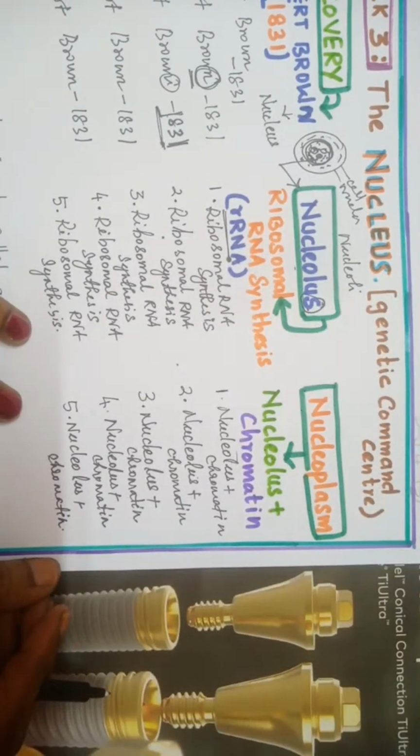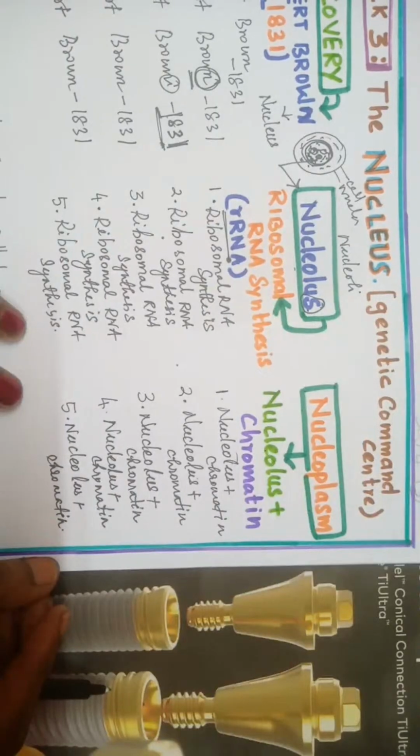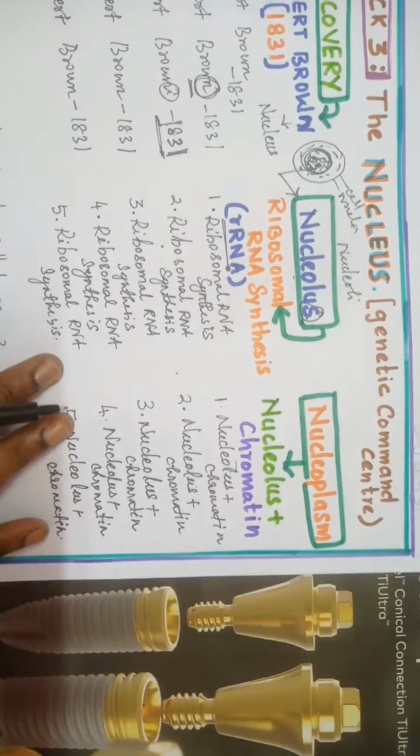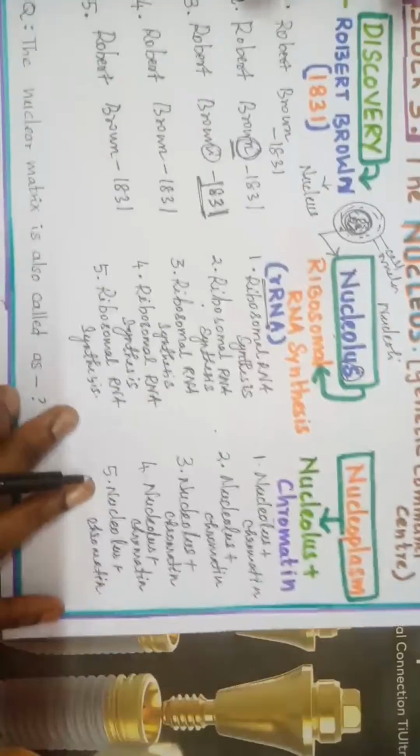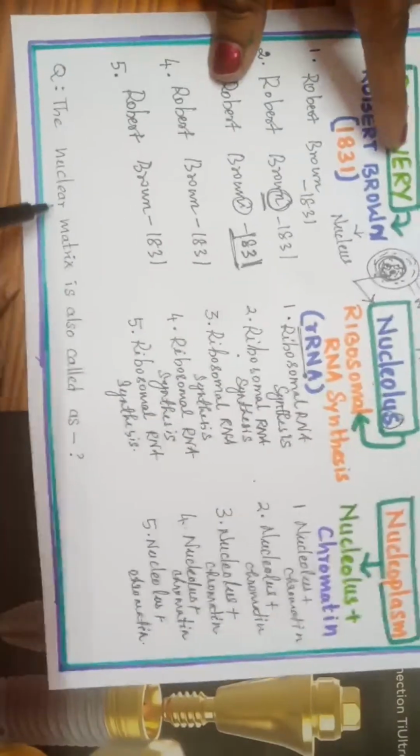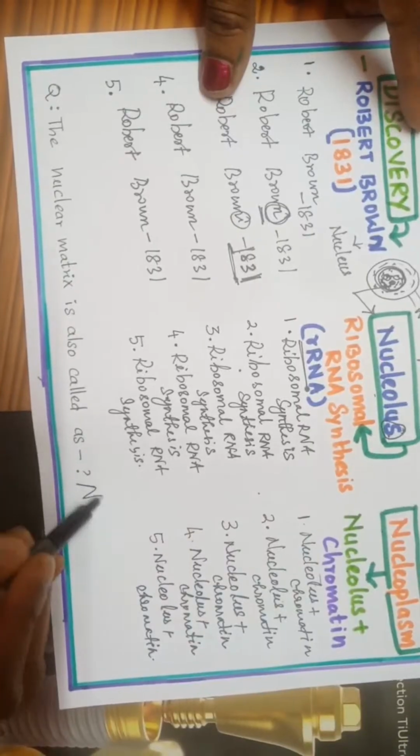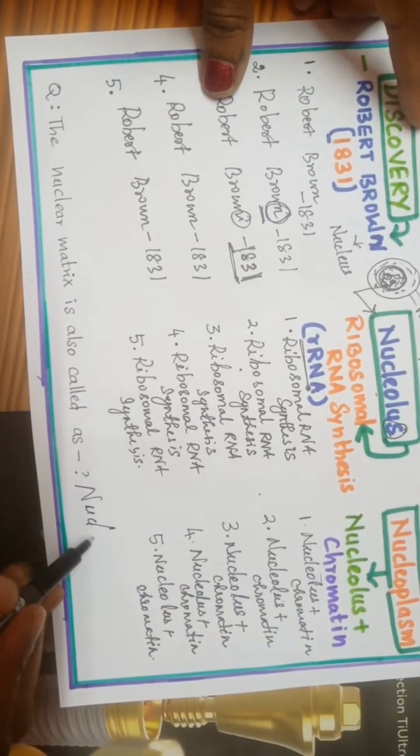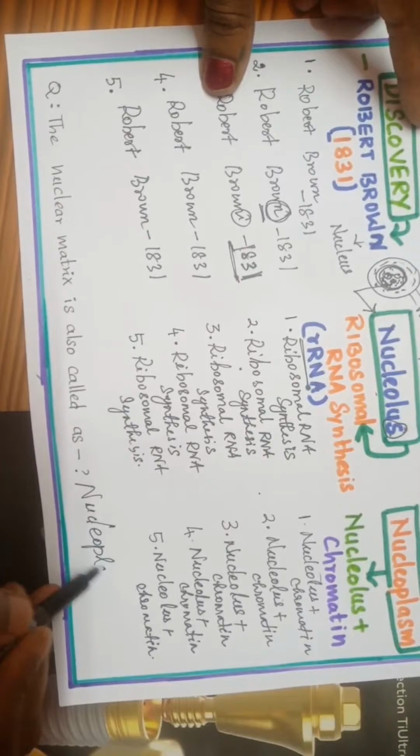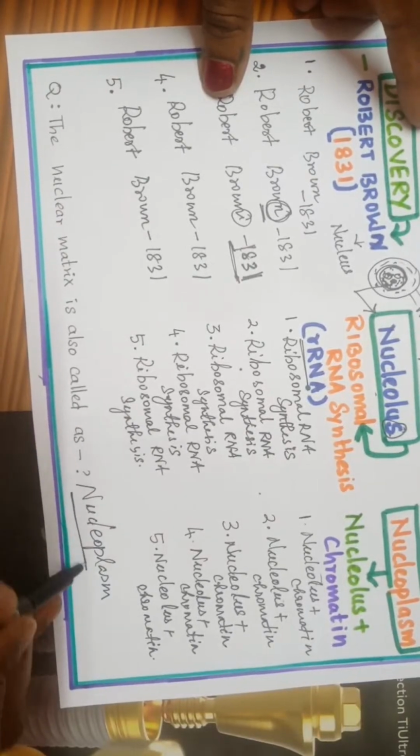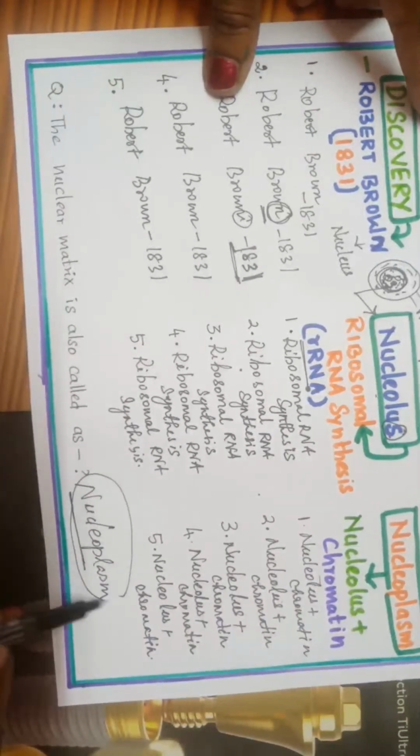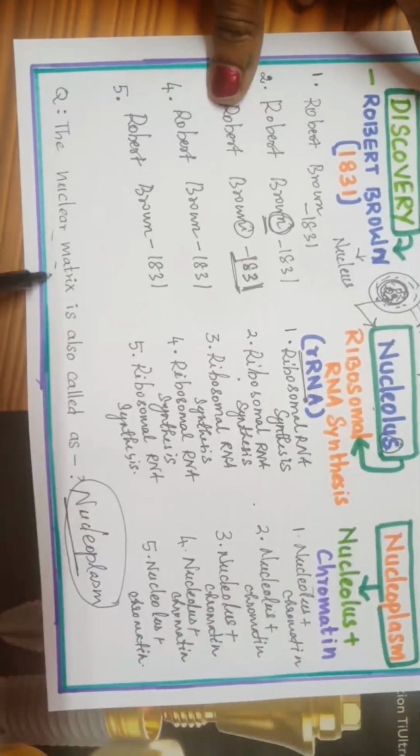Now, what is the other name of nucleoplasm? If you know the answer, type it in the comment section quickly. I'll tell you the answer. The nuclear matrix is also called nucleoplasm. It is given in NCERT. Nucleoplasm is also called nuclear matrix.